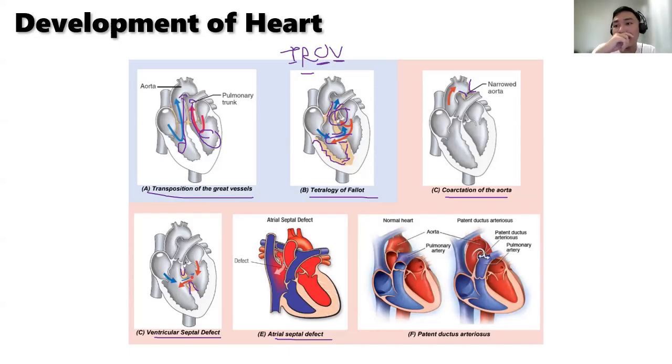So, ano nga ulit yung foramen ovale? Ano nag-form nun? That's your opening ng septum secundum and your foramen or ostium secundum. Okay? So, kailangan mag-close yun. Otherwise, you will have an atrial septal defect. So, patent yung kanyang foramen ovale.